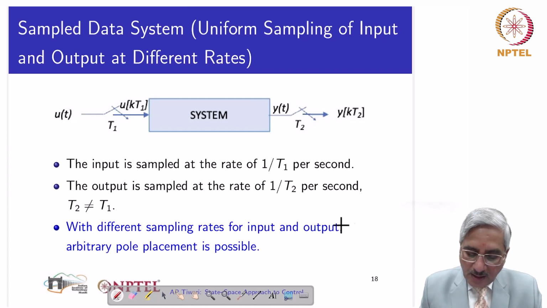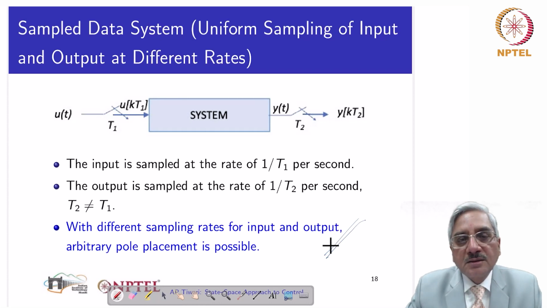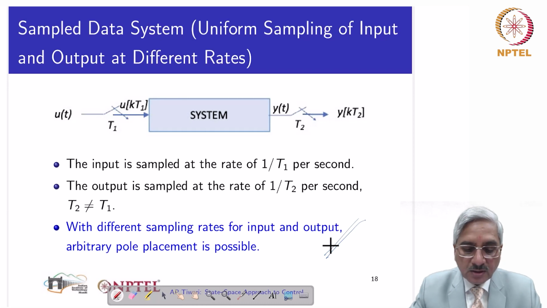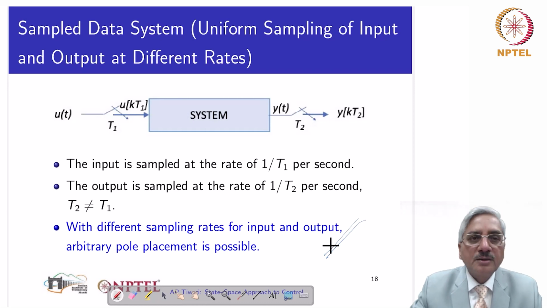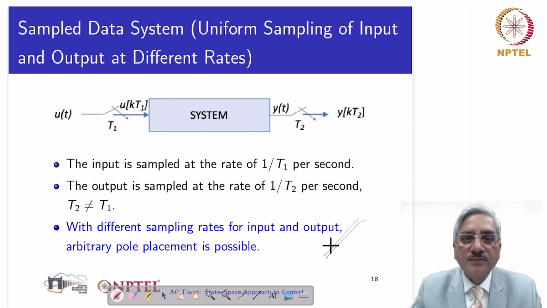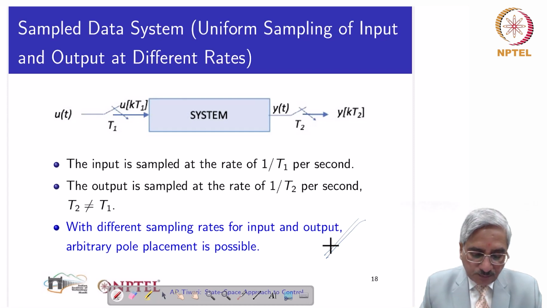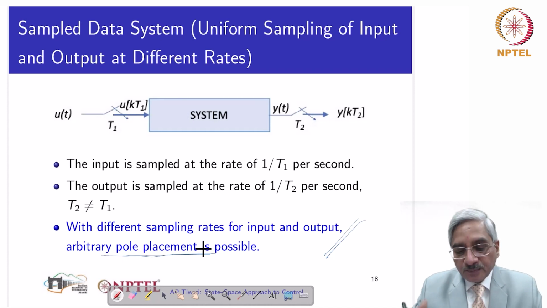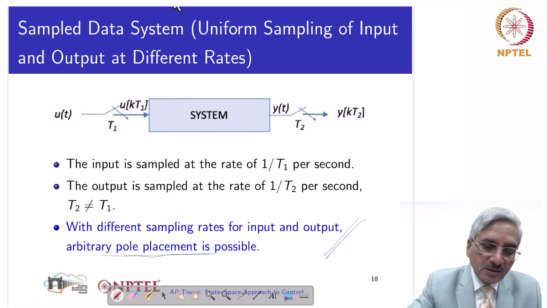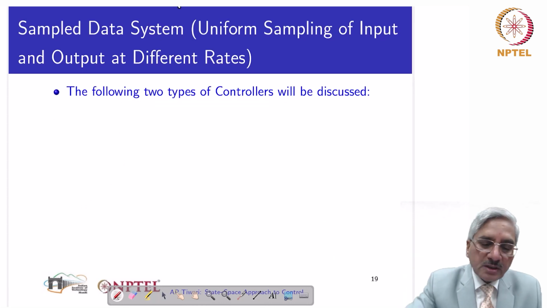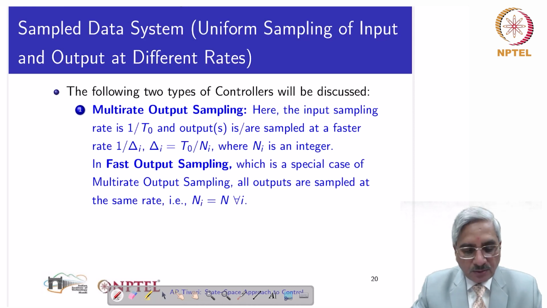So at the beginning, let me just say this: when we introduce samplers with different sampling rates on the output side and input side, if we remove the restriction of uniform sampling rate, then we find that arbitrary pole placement can be done by output feedback. These results have been developed in control theory, and we are going to study these things. So in particular, we will study two types of controllers.